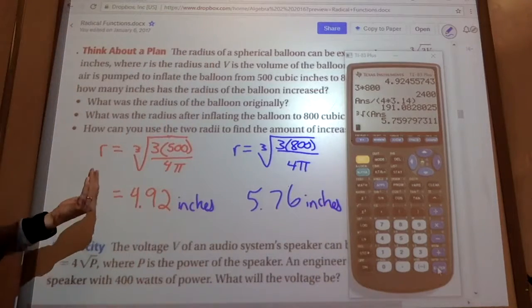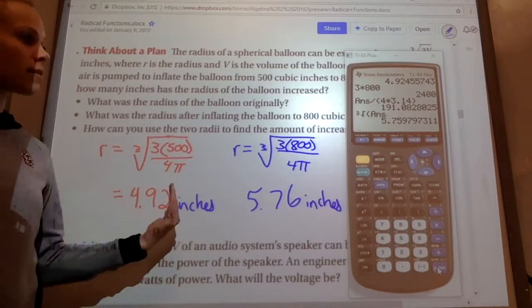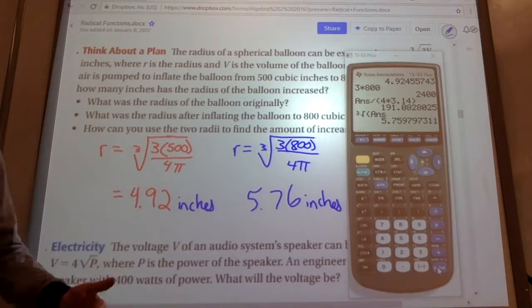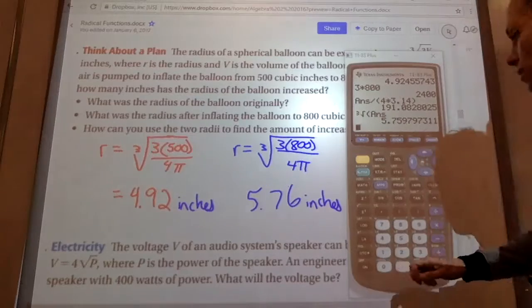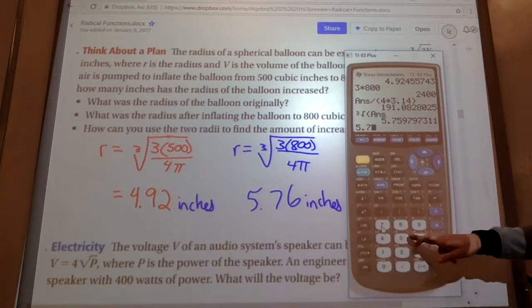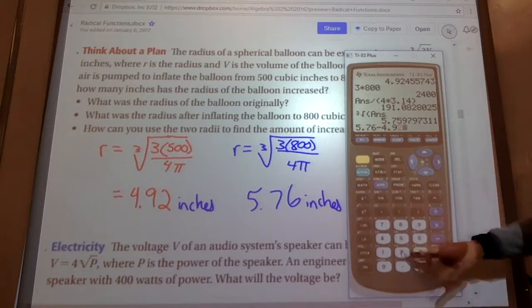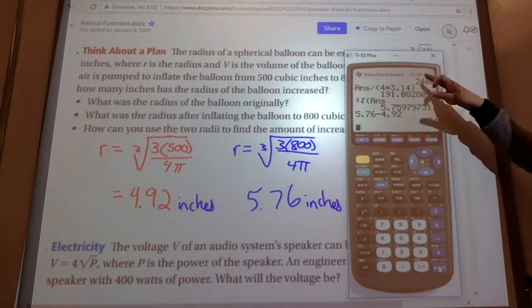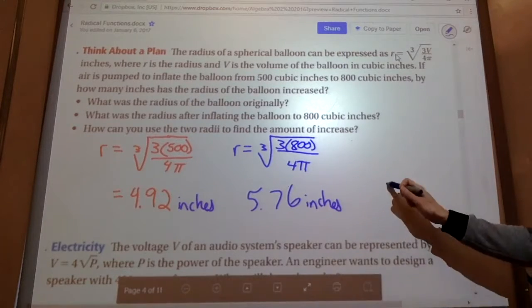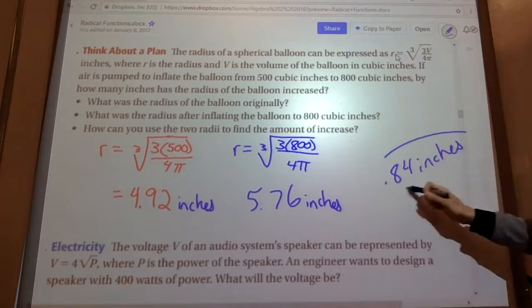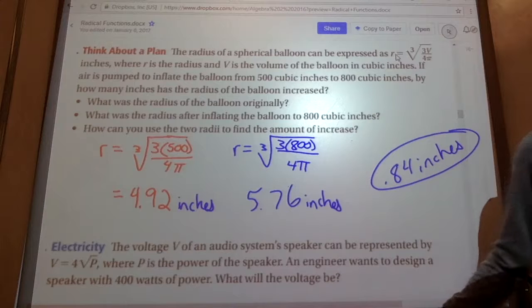So if I wanted to see how much my radius increased by, what am I going to do with these two numbers? Subtract. Very good. Yep. So 5.76 minus 4.92 equals 0.84. So I would say it increased by 0.84 inches. Make sure you have labels on all of these problems today.